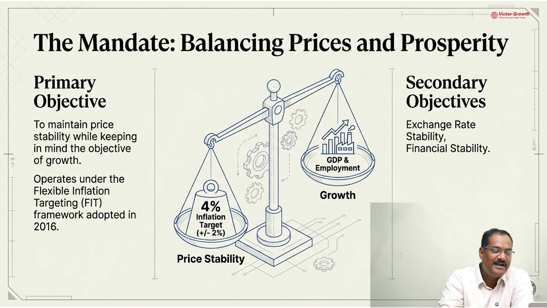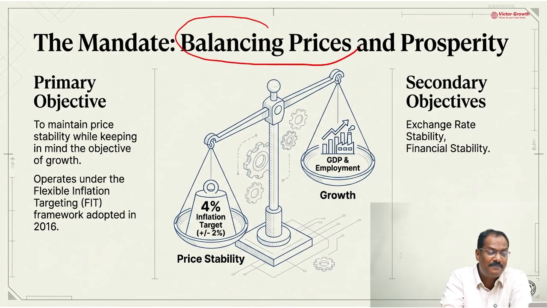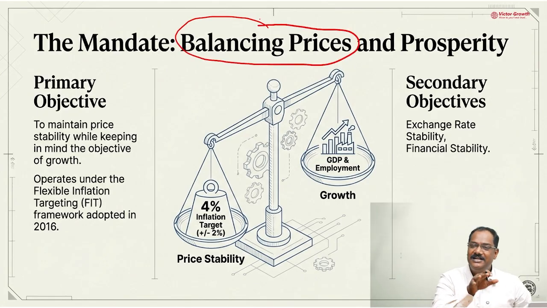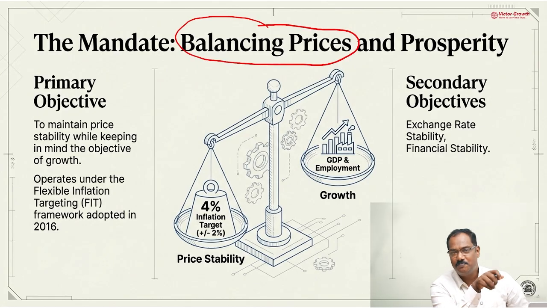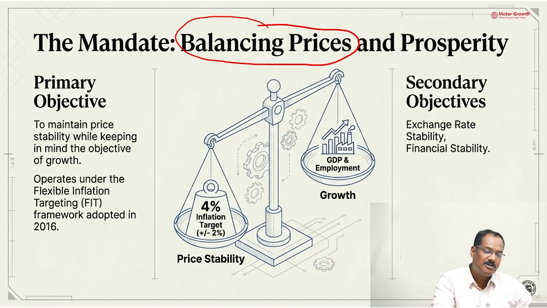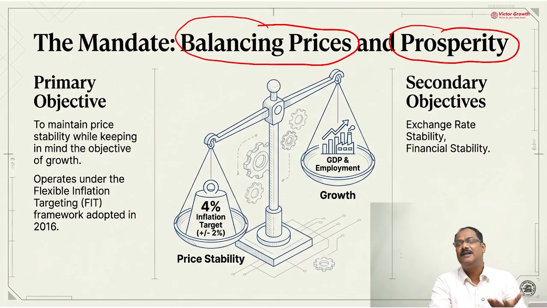So what is the mandate? What is the primary objective? Balancing prices. That means the price of a commodity should be reachable and affordable to the people. It should not be really high, and it should not be really cheap also. So balancing the prices is the important mandate of the monetary policy. Prosperity means basically economic growth, which is actually the dilemma of RBI, because both cannot go hand in hand. Please write in your notebook.